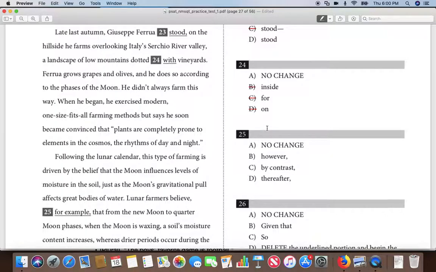Okay. I'll just read the next sentence. Ferua grows grapes and olives, and he does so according to the phases of the moon. He didn't always farm this way.